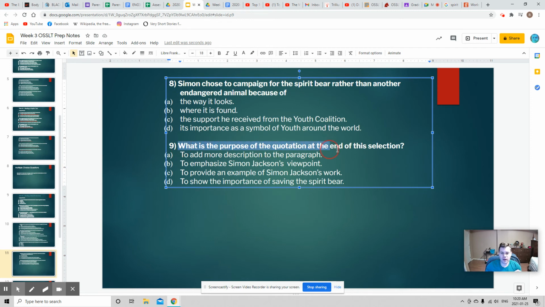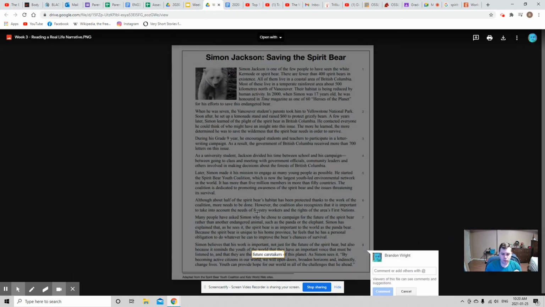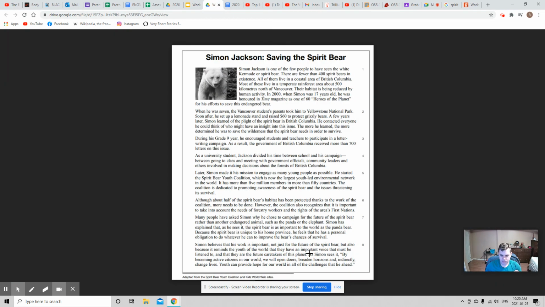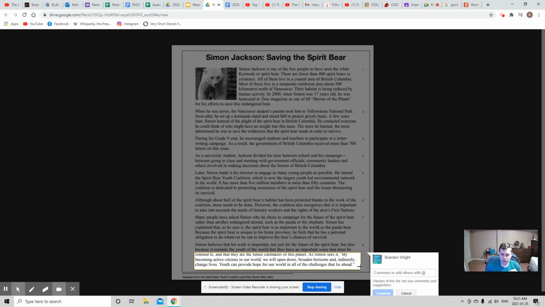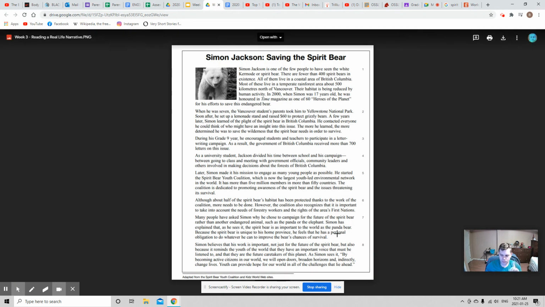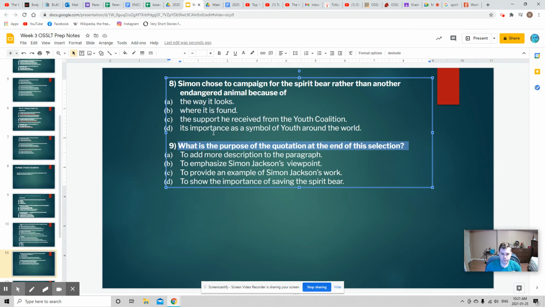And what is the purpose of the quotation at the end of the selection? We have a quotation right here. As Simon sees it, by becoming active citizens in our world, we will open doors, broaden horizons, and indirectly change lives. Youth can provide hope for our world and all of the challenges that lie ahead. So what is the purpose of that quote? So your choices are here, and you want to choose the most correct one.